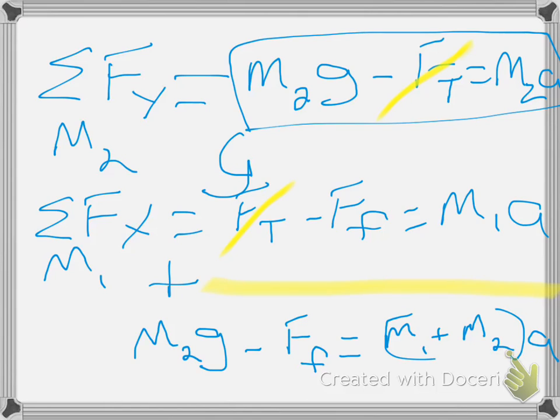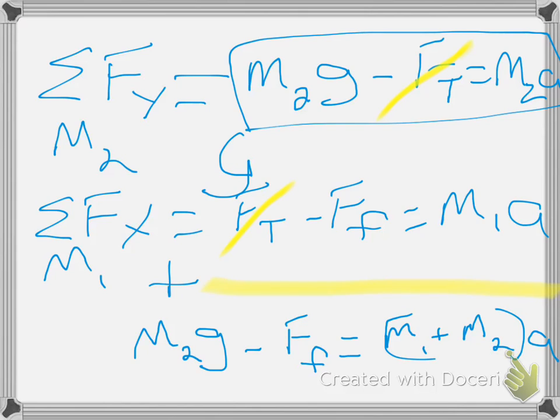M2G minus FF equal M1 plus M2 times A. Why did I just add M1 and M2 together just like that, without worrying about them being vector quantities? Because mass is scalar, so you can just add them together. That's what's nice about scalar quantities.